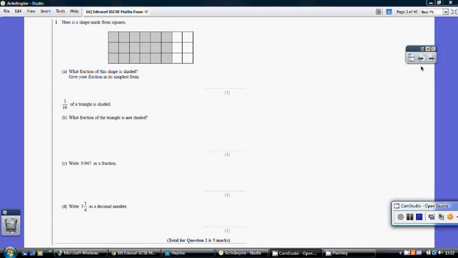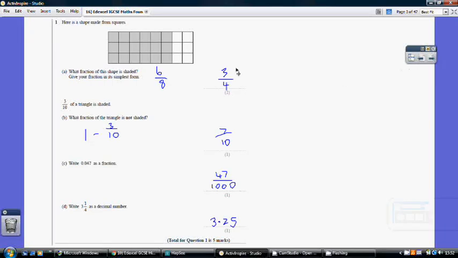Question 1. So what fraction of the shape is shaded? Well, I've done it in columns. So 1, 2, 3, 4, 5, 6 columns out of the 8 columns. But we need to simplify the fraction, so halve the top and bottom, you get 3/4.